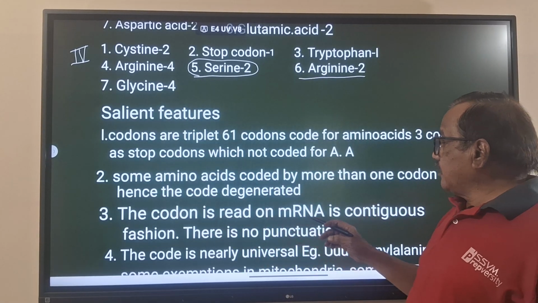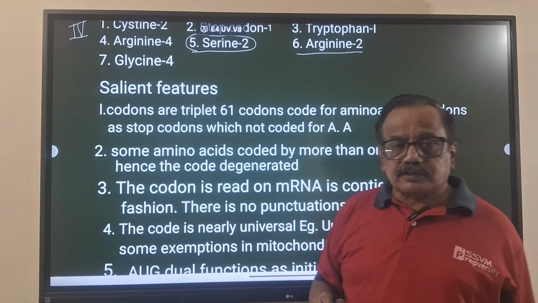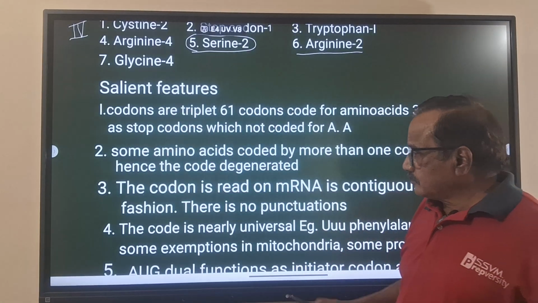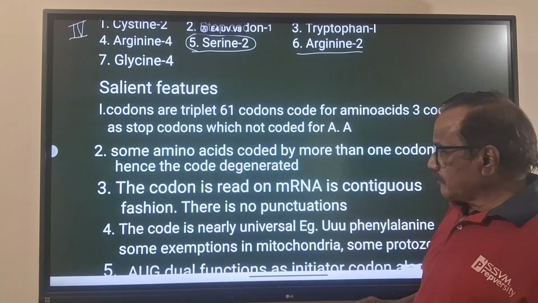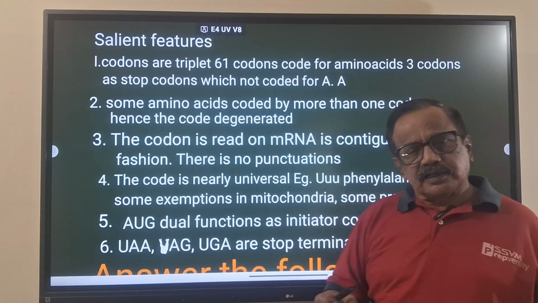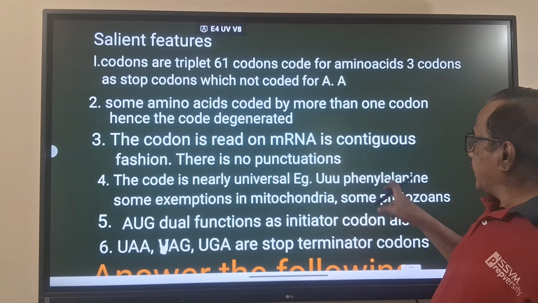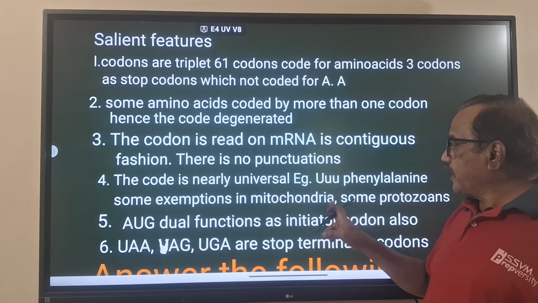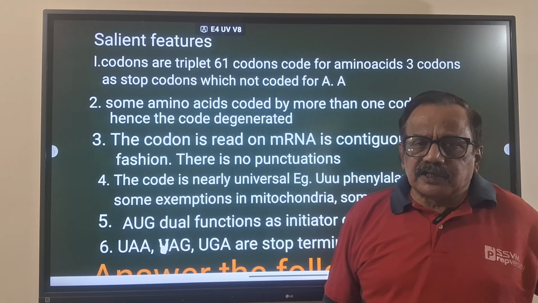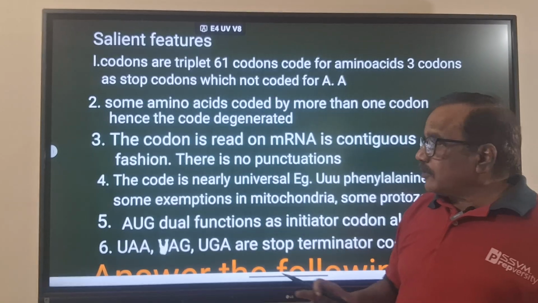The codon is read on mRNA contiguously, means here there are no full stops and commas, continuously. DNA also will be like that only. That DNA you might have read, continuous fashion, there is no full stop and commas. And next, the code is nearly universal because some exceptions are there. Biology it is common. So that is universal. Example, UUU phenylalanine, and some exceptions are mitochondria and protozoans. Small exceptions are there. That means 90% only accuracy in biology, remember it. So exceptions are there.